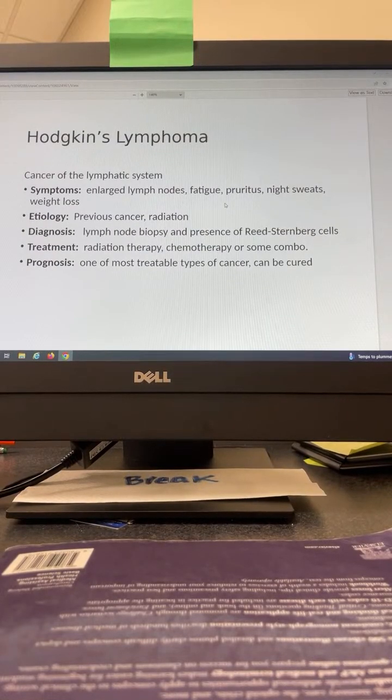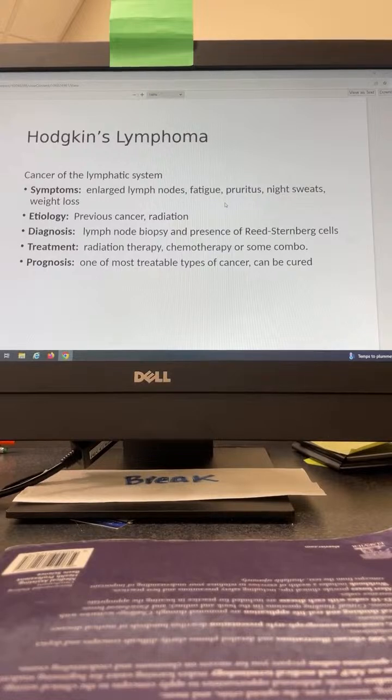Hodgkin's lymphoma. This is also a type of cancer. This is cancer of the lymphatic system. So that's why it's lymphoma, okay? Symptoms of this: very enlarged lymph nodes. They're swollen, feeling tired, weight loss. This is caused usually because someone had cancer before.